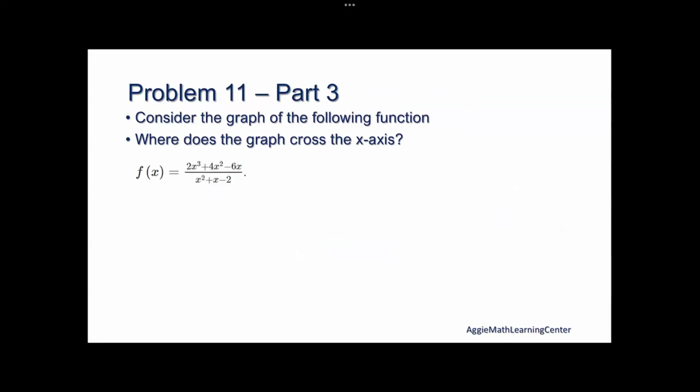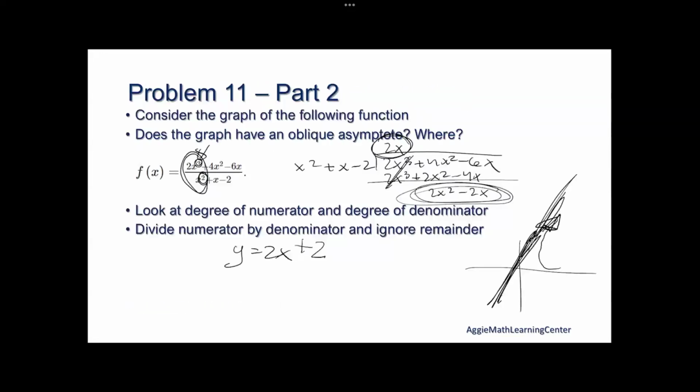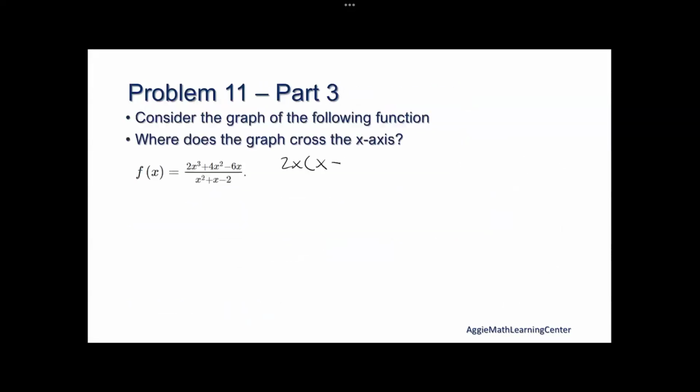And then where does the graph cross the x-axis? This is just asking us, we have 2x, x minus, what was it? x minus 1, x plus 3. Remember, x minus 1 is a hole, so we just have 2 zeros at x equals 0 and x equals -3.